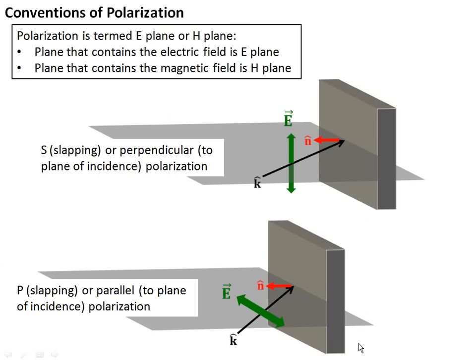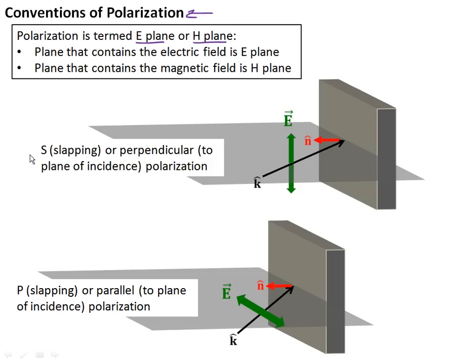We've already talked a little bit about some of the conventions we use in polarization, and it's important to understand the language people use when they're talking about polarization. And we found that in electromagnetics, polarization is either E-plane or H-plane, depending on which plane contains the electric field and which plane contains the magnetic field.